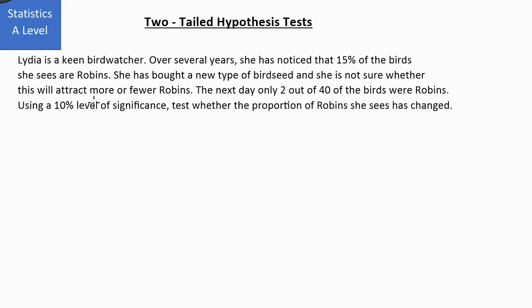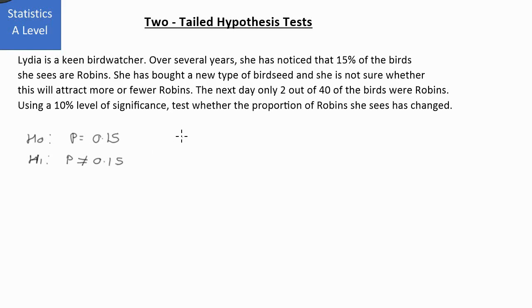Now we know it's a two-tailed test because it says more or fewer. If it just said more, it would be one-tailed. If it just said fewer, it would be one-tailed. But because it says both, it's two-tailed. So we start by doing the null and alternative hypothesis. The null hypothesis is that the probability of seeing a robin is 0.15, and the alternative is that the probability is not equal to 0.15.